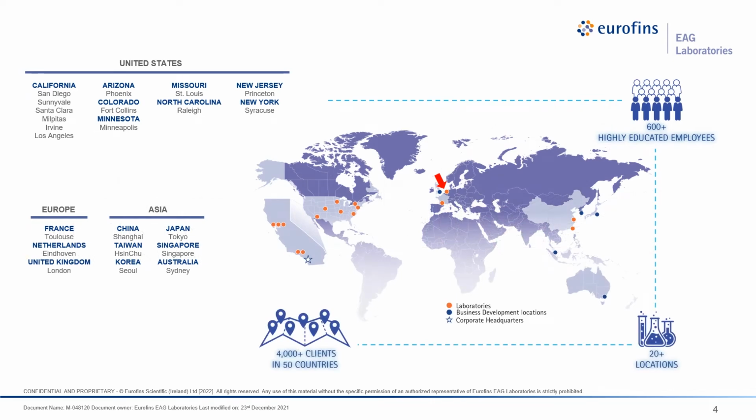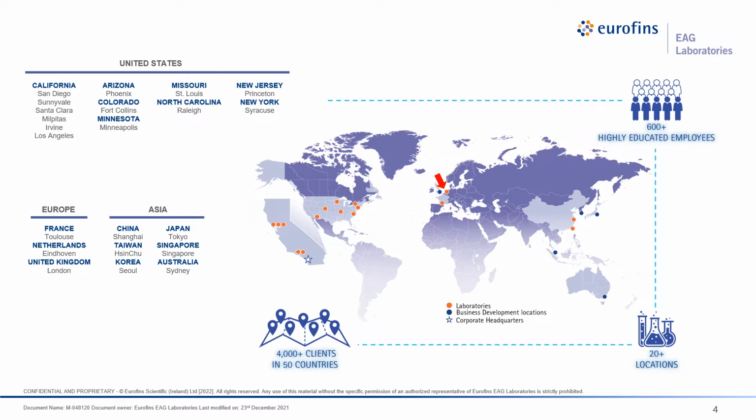First, a brief introduction to EAG Eurofins. Eurofins EAG is a European company with locations around the world. The orange dots here in the US, Europe, and Asia are the different lab locations, and the blue dots are some sales locations we have in the UK, Australia, and Asia. The lab in the Netherlands, where I work, was added to the Eurofins EAG group in 2018.